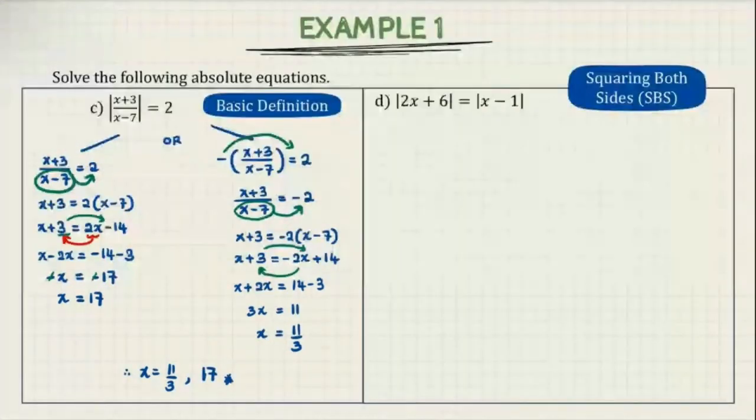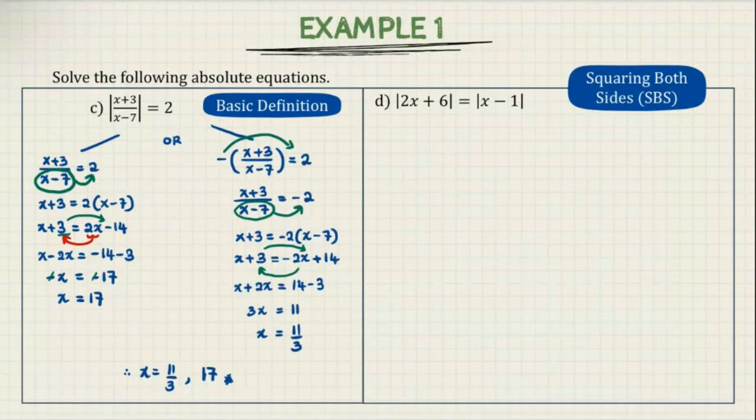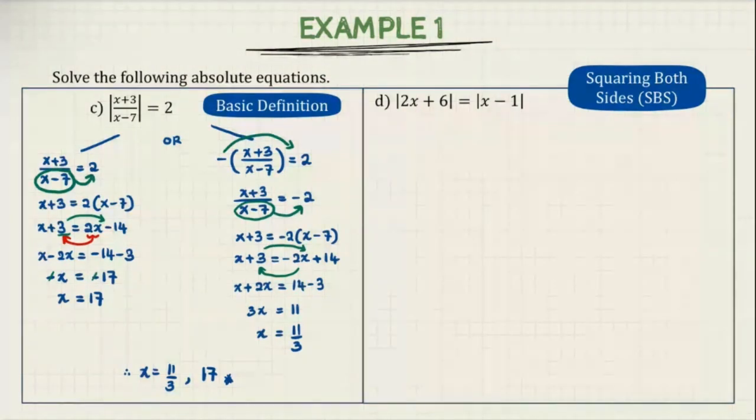Okay, so we have seen 3 examples involving the basic definition. Now let's proceed with how to use squaring both sides. Okay, so earlier I said squaring both sides only involves equations that have 2 modulus. So this is an example. We have modulus on both sides. On the left side we have 2x plus 6, on the right side we have x minus 1.